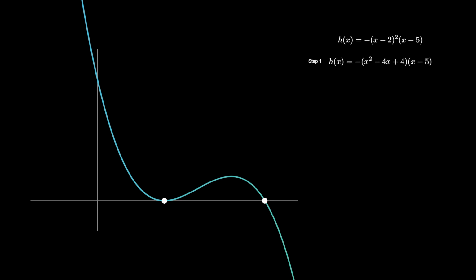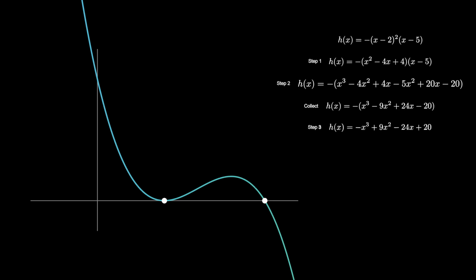Step 1. Square the bracket x minus 2. X minus 2 all squared equals x squared minus 4x plus 4. Step 2. Multiply that by x minus 5. Open bracket x squared minus 4x plus 4 close bracket times open bracket x minus 5 close bracket. Expanding gives us x cubed minus 4x squared plus 4x minus 5x squared plus 20x minus 20. Now collect like terms. X cubed minus 9x squared plus 24x minus 20.